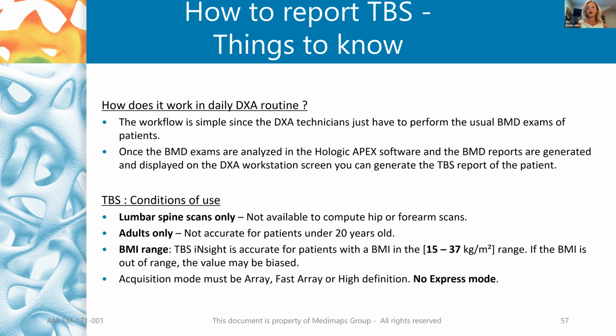It's only available for patients over 20 years of age. That's what we have the claims for. There are a lot of studies being done in children, and that may be something coming down the pike a little bit later, but it's currently only for adults. And of course, we still have a little bit of an issue with BMI. So you see the BMI range there. If you have a patient who's very, very obese, it would have difficulty giving good information. And of course, no express mode. So it has to be in an array. Next slide.